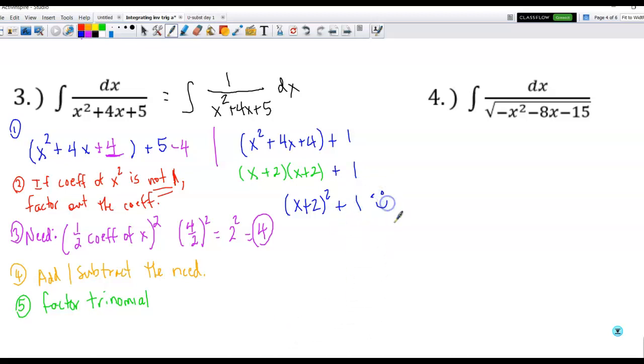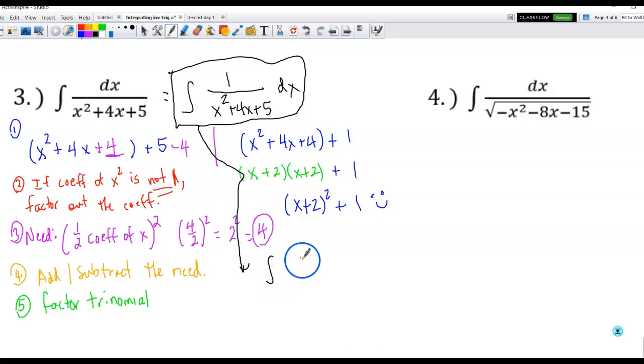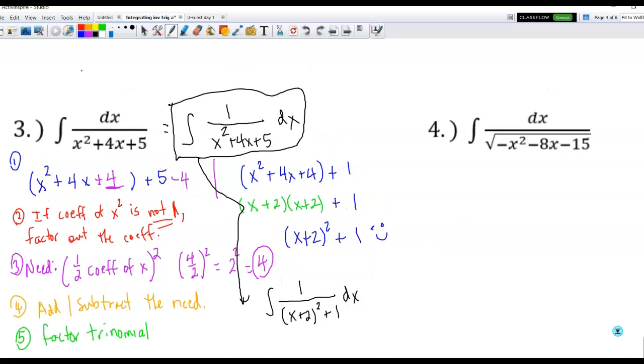That's my completed square. So I did all of that work so I can do a rewrite of the original problem. Here's the original problem. So I'm going to come down here and I'm going to now make that the antiderivative of 1 over x plus 2 quantity squared plus 1 dx. Don't forget the differential.